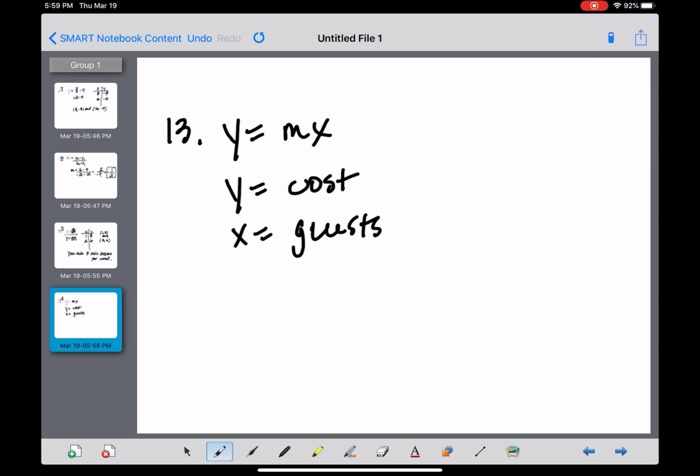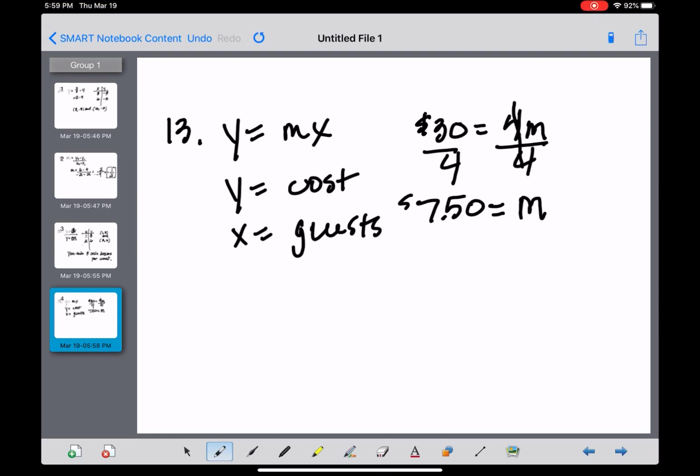And what do they tell you? They tell you it costs $30. We'll put that in for y. To provide food for 4 guests. 4 is for x, and m is what we don't know. So our first step is going to be to solve for m, and we do that by dividing each side by 4. $30 divided by 4 is 7.5. Or in our case, because we're talking about dollars, it would be $7.50.